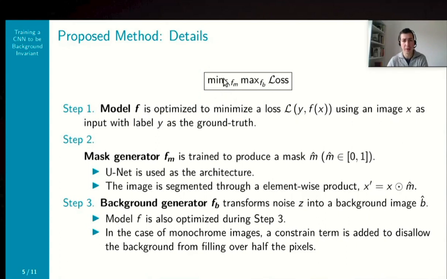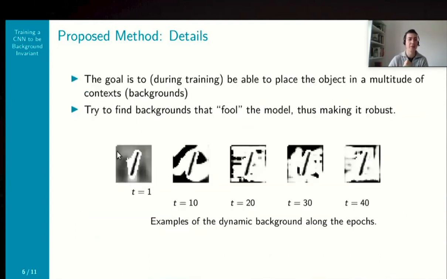Our model, the classifier, or whatever it may be, tries to minimize the loss together with the segmentation mask generator, and then the background generator tries to maximize the loss, so that they are being adversarially trained. Again, there is no discriminator, but the idea is similar. One of them tries to minimize the loss, and the other tries to maximize it. So the background generator tries to introduce new backgrounds into the image to fool the model into making mistakes, while the model becomes more robust as a result.